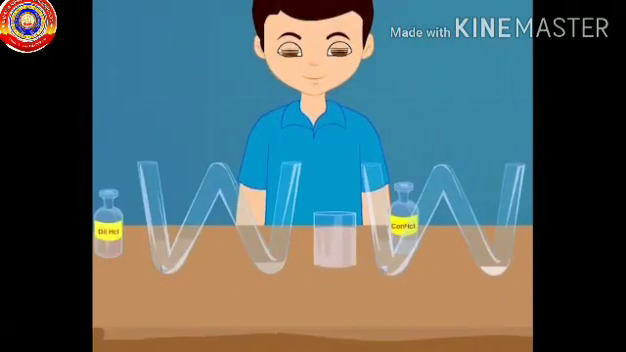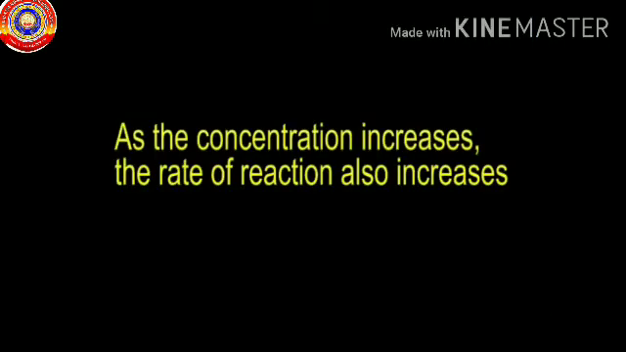Now observe the reaction taking place here. We can see that the lime water taken in the second W test tube turns milky faster than the first one. What could be the reason? Well, it is because of the difference in the concentration of hydrochloric acid taken in the test tubes. This experiment proves that the rate of reaction increases as the concentration of reactant increases.